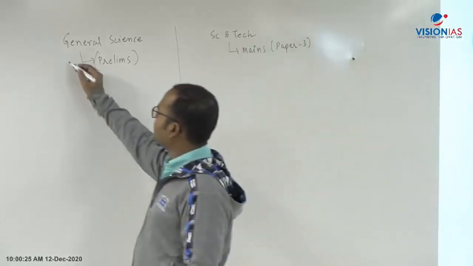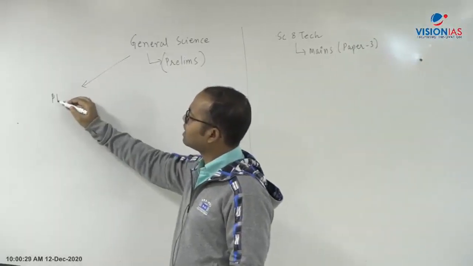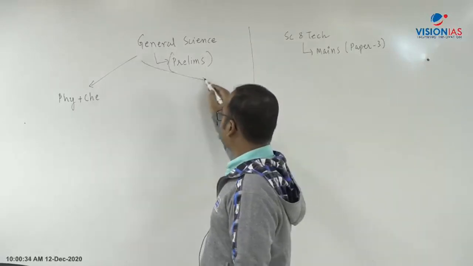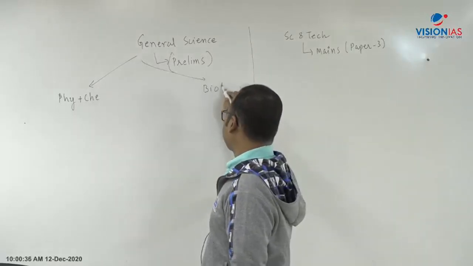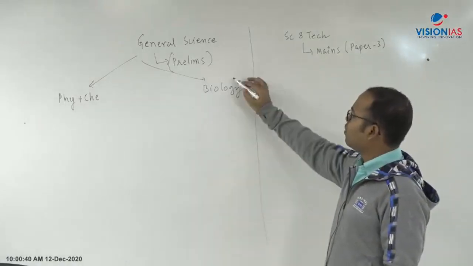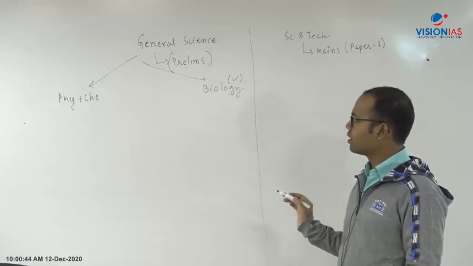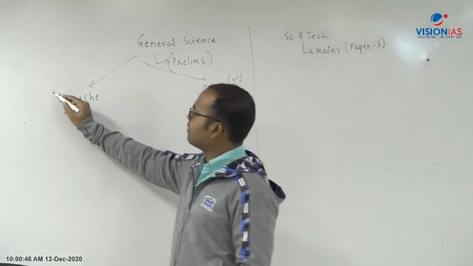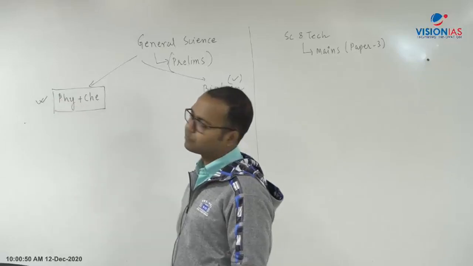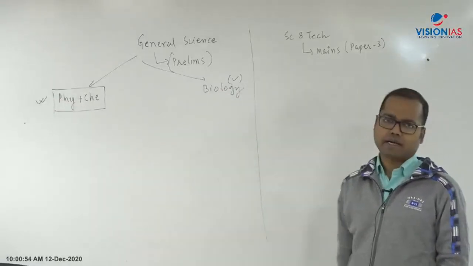At Vision IAS, we cover general science under two different modules. One is the physics plus chemistry module, and the other is the biology module. The biology module will be covered by another faculty; I am not concerned with that. I will be covering the physics plus chemistry module. Science and technology can be taken by any of the faculties.